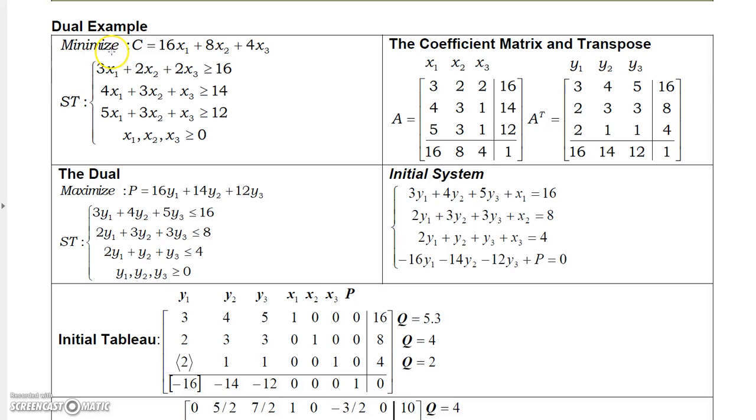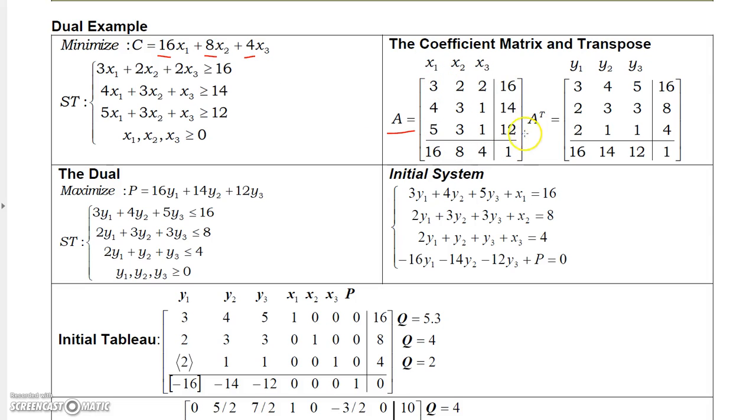Here we're minimizing and all the constraints are greater than or equal to. So we want to write the coefficient matrix, which is A, and the first constraint coefficients are 3, 2, 2, and 16. The coefficients of the second constraint are 4, 3, 1, and 14. So that's going to be our second row. The third row is 5, 3, 1, and 12. And then my bottom row comes from the objective function coefficients, 16, 8, 4, and then 1 for 1c.